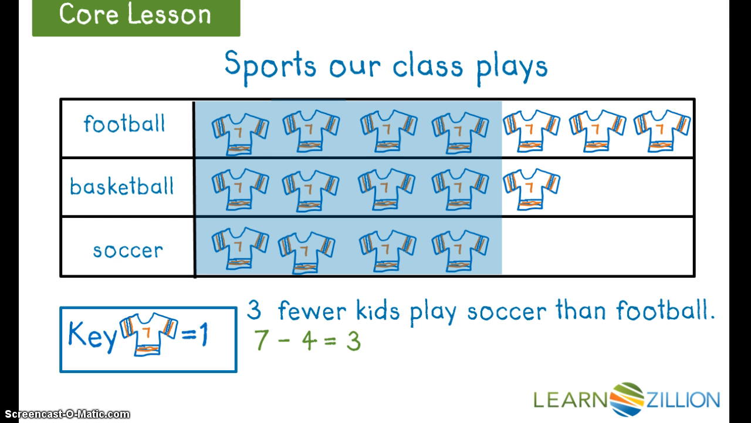I could solve it by saying 7, the total number playing football, minus 4, the total number playing soccer, equals 3. Or I could say 4 plus what number equals 7. Notice how both of these have 4. It stops there. And if I count on, 4, 5, 6, 7, there are 3 to get my total number of football players. So 4 plus what number equals 7? The answer is still 3.